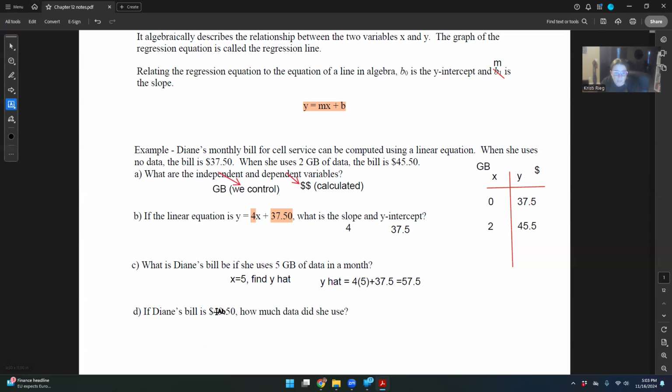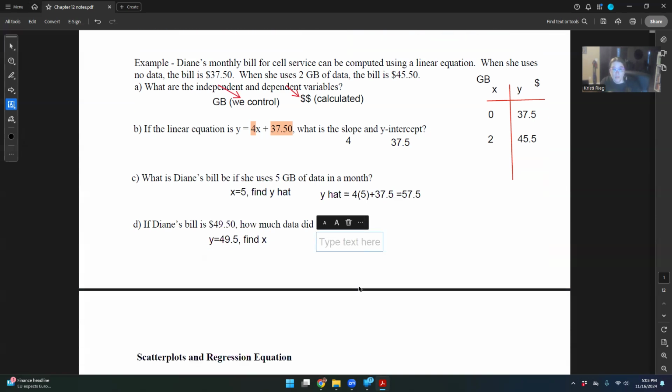Now it says if Diane's bill is $49.50, how much data did she use? So this time we know Y because we know the dollar amount, and we want to find X. Okay, so C was just arithmetic. I just multiplied 4 times 5 and then added to 37.50. This one is going to be algebra.